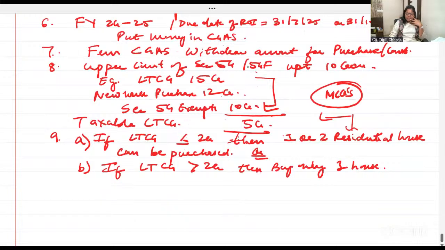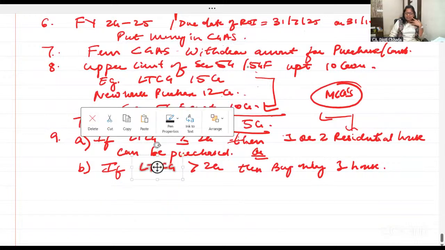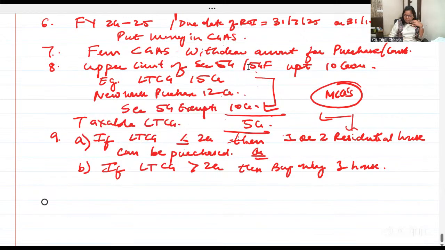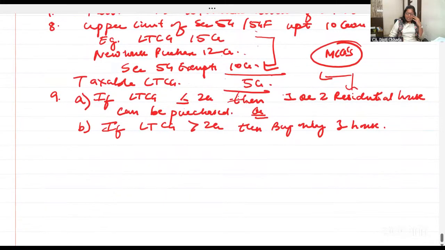So even though I've sold the house and there's capital gain of 15 crore and I have purchased a new house for 12 crore, maximum deduction will be only 10 crore. Taxable long-term capital gain. Okay? Now, if I have sold the house and there's long-term capital gain up to 2 crore, you can sell one house and buy one or two houses. But if the capital gain is more than 2 crore, then you can buy only one house.